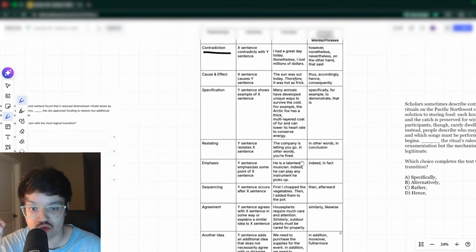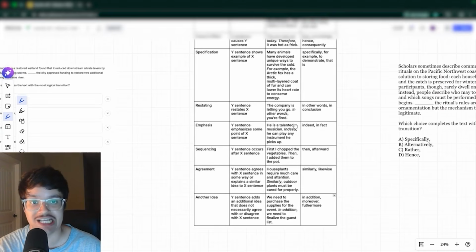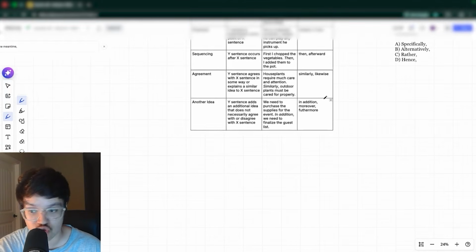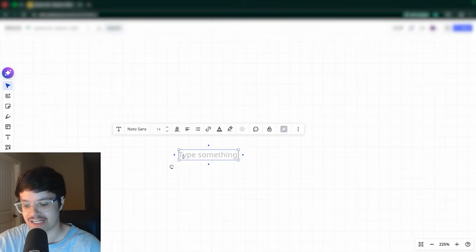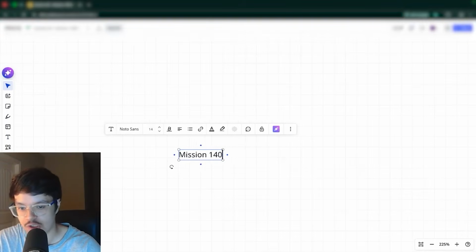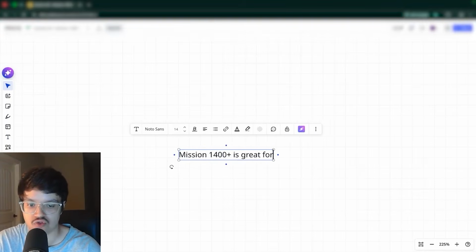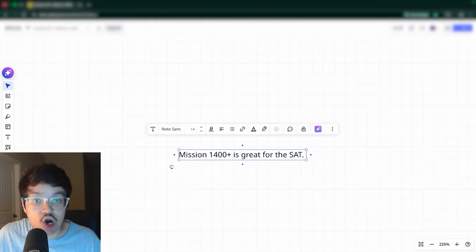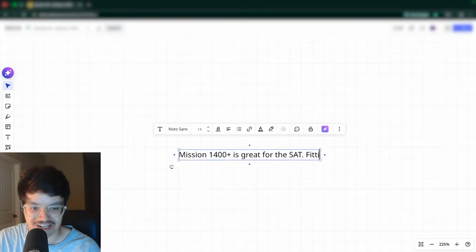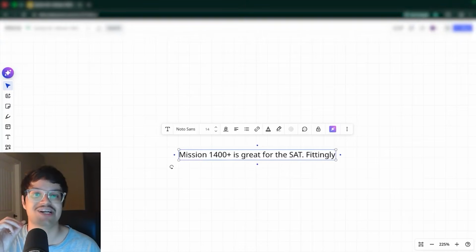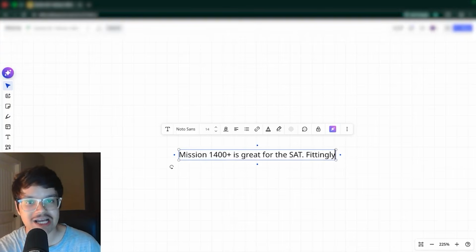Now, if you see a random transition word or phrase that you just do not know, a really good trick that you can use is this. Just pretend like you have a random sentence. Like, let's just say, Mission 1400 Plus is great for the SAT. And just put in that transition word that you're seeing as one of the choices. So a big one that may be confusing to you that I've seen before is the word fittingly. So what does fittingly mean? What does that transition word mean? What you should do is just put it in and just think to yourself, what would make sense for the sentence that comes after this?